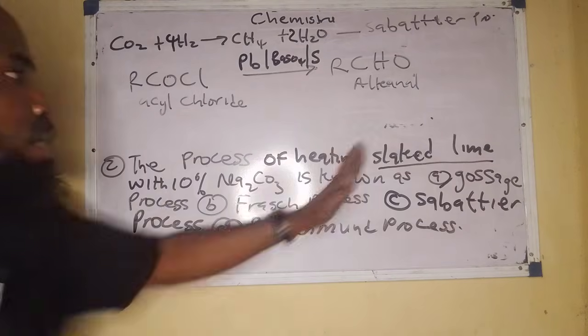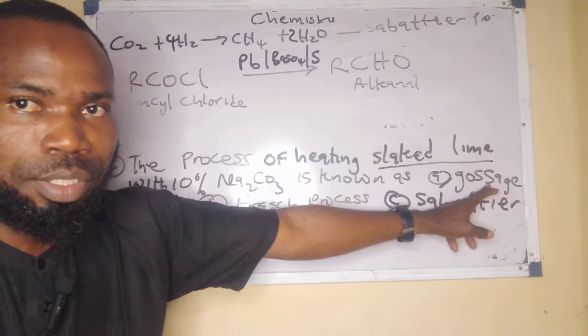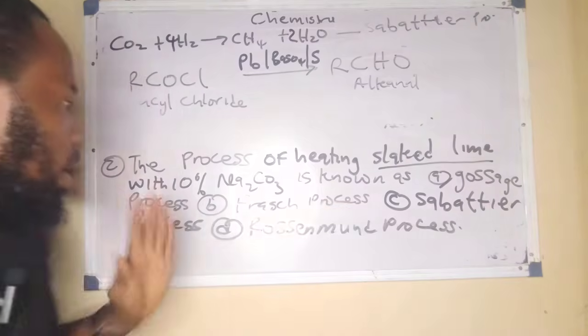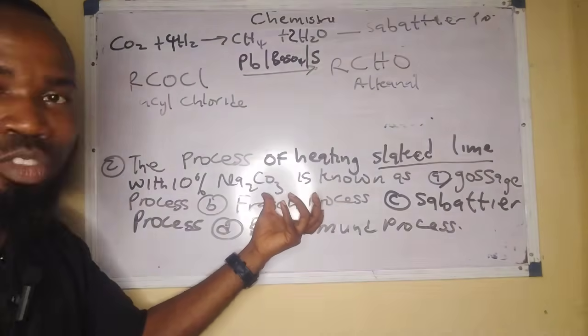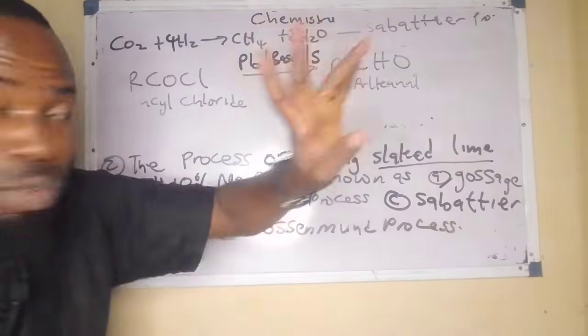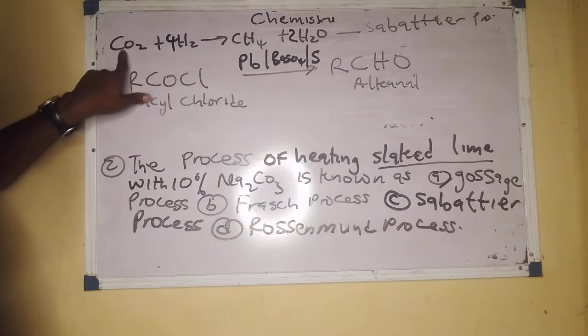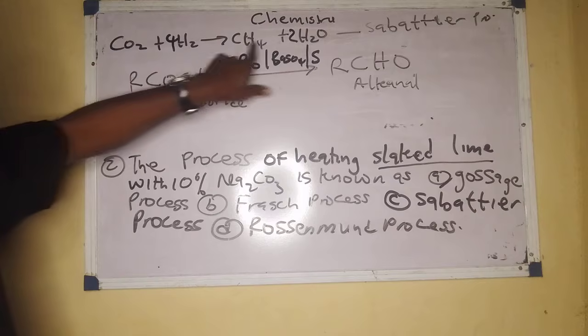It said the process of heating slaked lime with sodium carbonate. We've answered that. That process is called the Gossage process, and sodium hydroxide is produced. Now we said that the Frasch process is involved in the extraction of sulfur, definitely. What about the Sabatier process? The Sabatier process is involved in the production of what? Methane, from the reaction between carbon(IV) oxide and hydrogen gas to form methane and water.